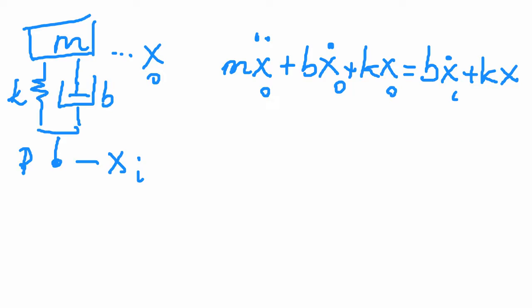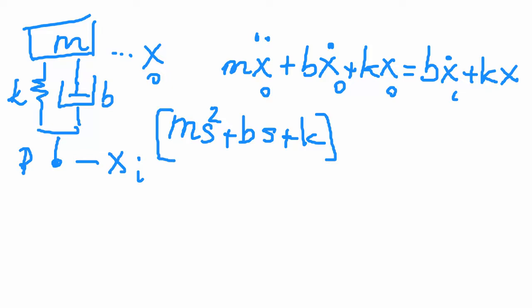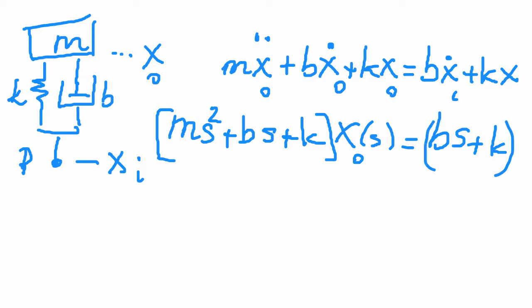All right, k x. So as a result, if I come back to S domain, m s square plus b s plus k times xo s is equal to b s plus k times xi.